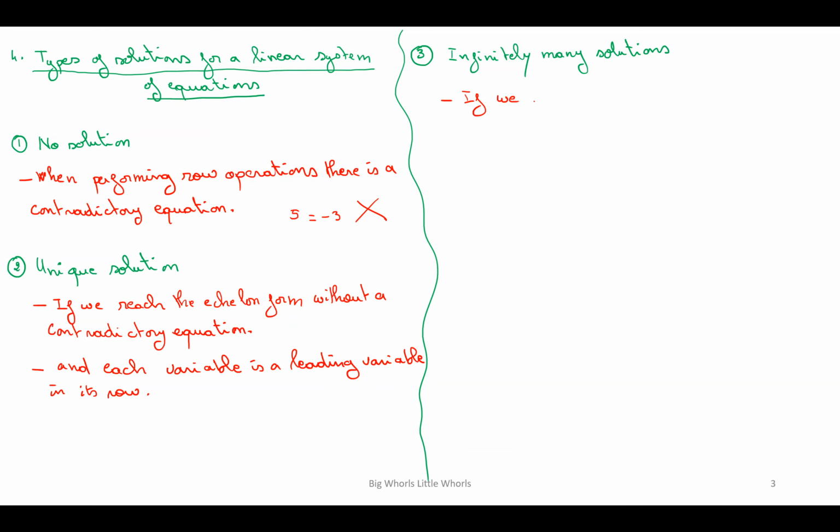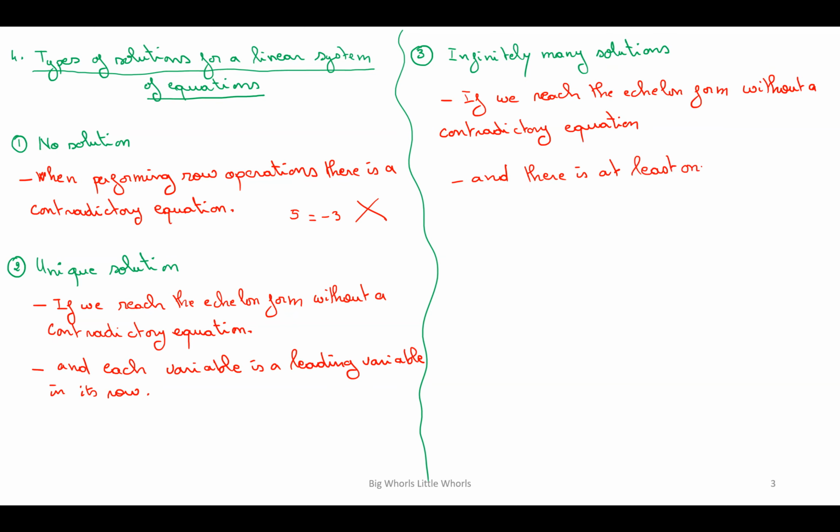So first of all, if we reach the echelon form without a contradictory equation, and when there is at least one variable that is not a leading variable, then the system has infinitely many solutions.